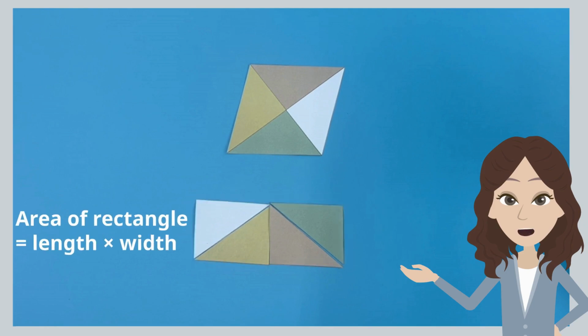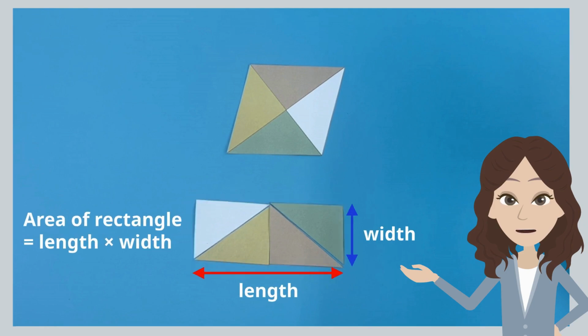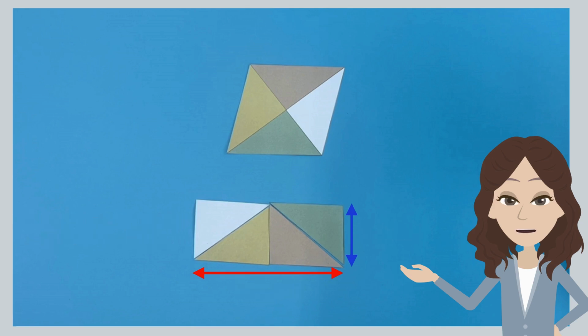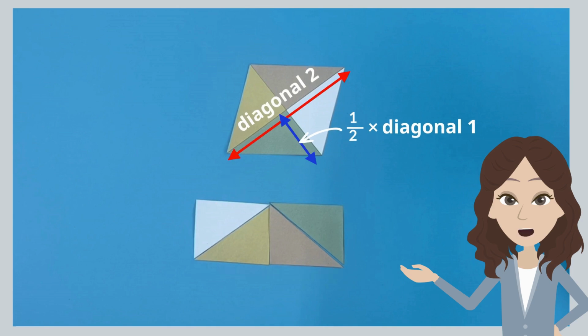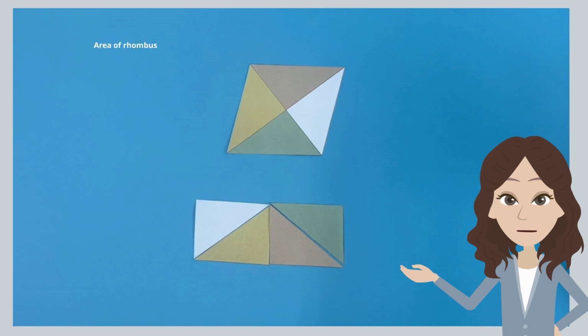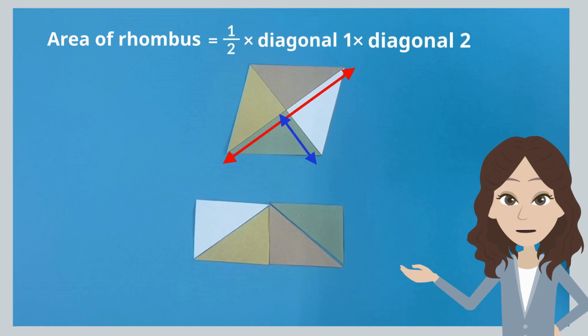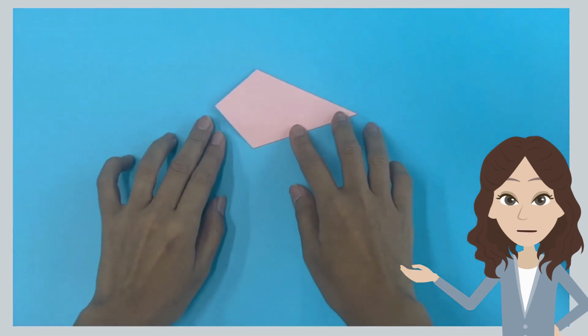Remember that the area of a rectangle is its length times its width. Observe that the blue arrow is equal to half of one of its diagonals, and the red arrow is equal to the length of its other diagonal. So, the area of a rhombus is half times its diagonal times its diagonal. Now, let's look at the last quadrilateral.